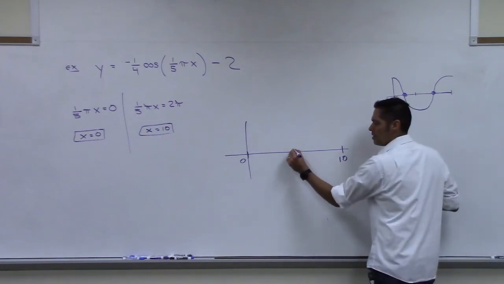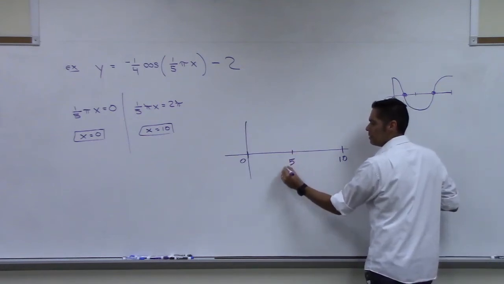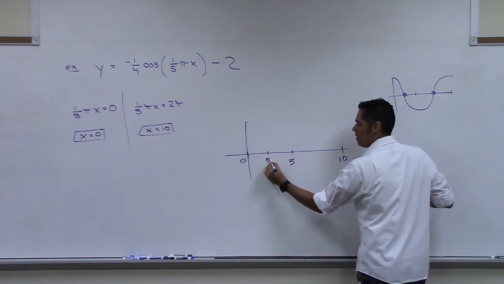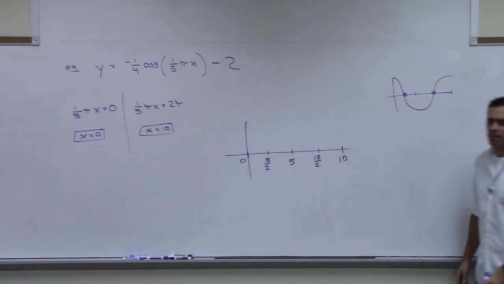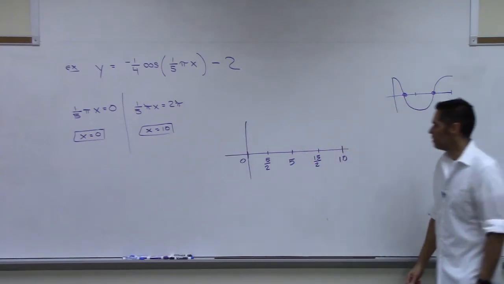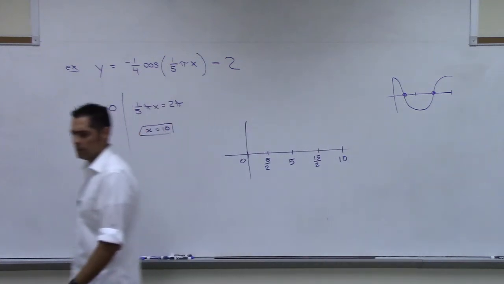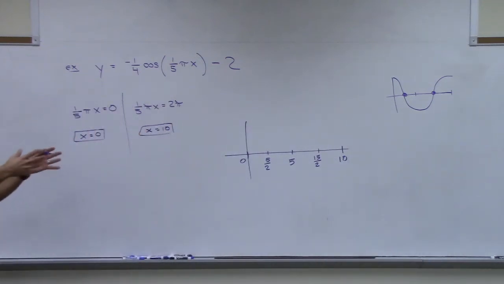So I will now split this in half. That's 5. Split that in half. That's 5 halves. Split that in half. That's 15 halves. Notice I'm not using decimals. And I'm, again, trusting that you could get those fractions now on your own. You could do that? Okay. We good?